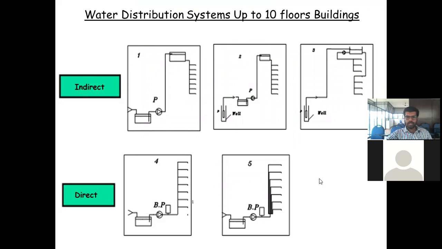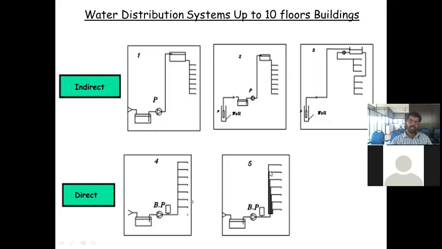So this is the water distribution system for buildings up to 10 floors. There are 2 types: the indirect system as well as the direct system. Here we are mainly dealing with the water supply only.